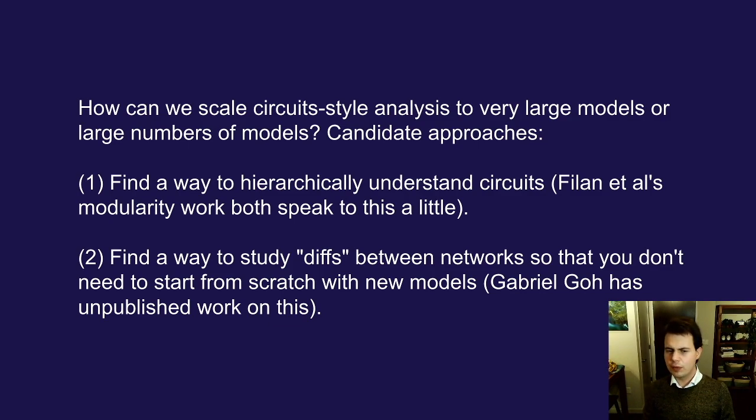Another thing is, if we could diff neural networks, so especially at universality, if we see these same features forming again and again, and same circuits forming again and again, maybe you could go and work with more models by only looking at the deltas between them somehow. So Gabriel Go has done some neat work on this, and you could reach out to him if you're interested.